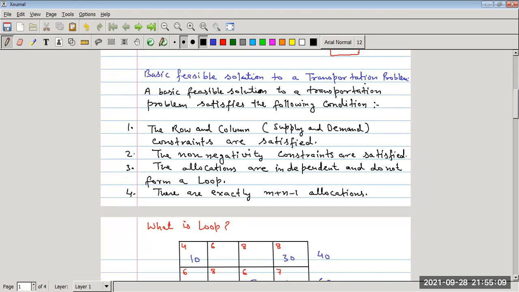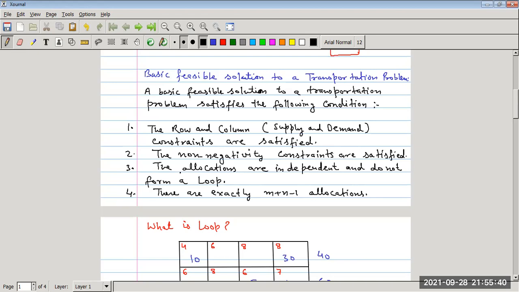How can we find the basic feasible solution? A basic feasible solution to a transportation problem satisfies the following conditions. What are those conditions? First, the row and column, that is supply and demand constraints, are satisfied. Second, the non-negativity constraints are satisfied. Third, the allocations are independent and do not form a loop. Now we use a different word, loop. We will discuss this.